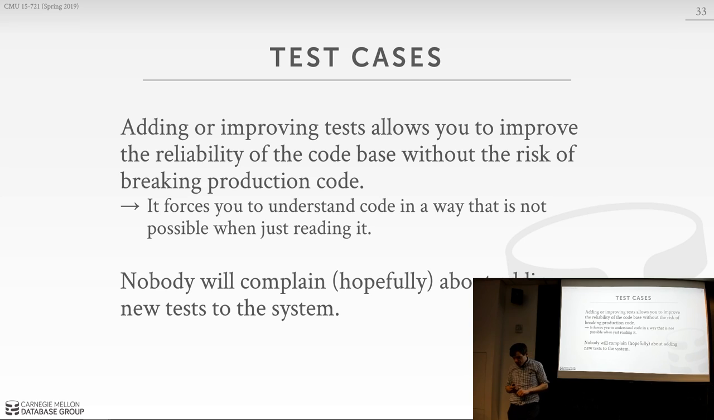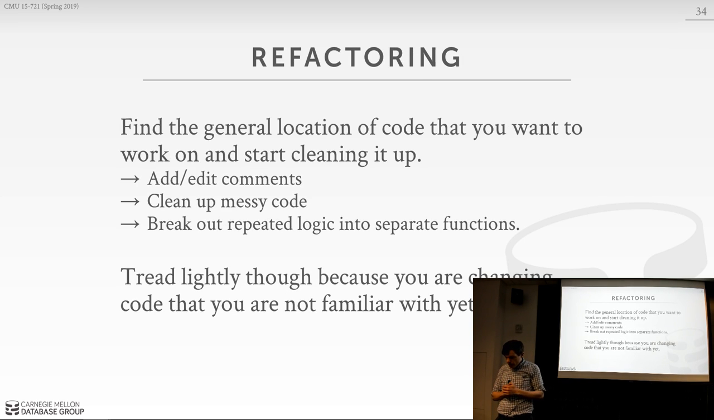The next thing you can do is refactoring. So the idea here is that you find a piece of code that you want to start working on, and of course it's not going to be up to the standard that you would write. So maybe you want to start doing some refactoring to help improve it, make it a little bit cleaner. Right? And this can be just adding comments and explaining what the complex operations are doing. Maybe clean up messy code, refactoring some redundant code, maybe breaking out to separate functions.